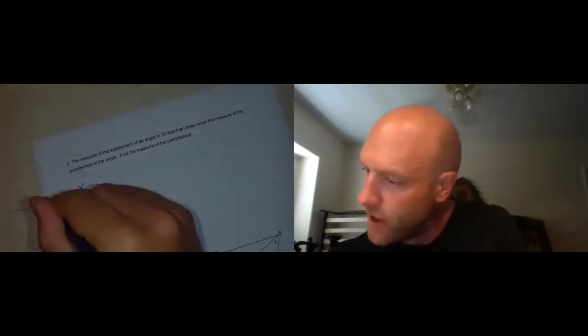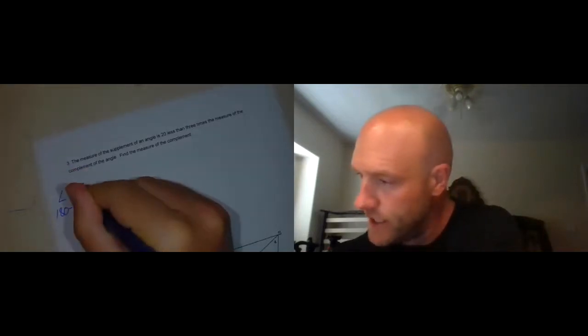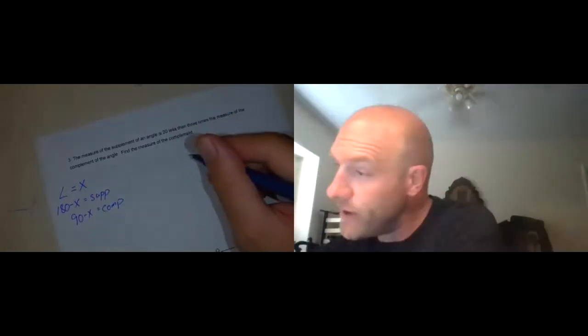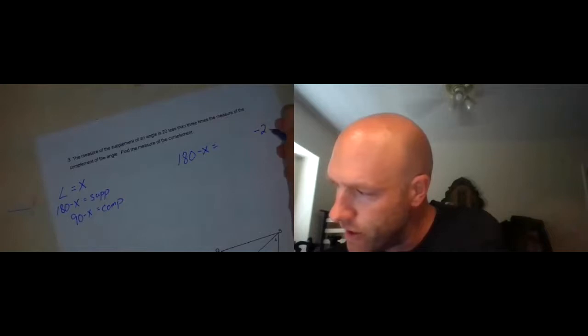Okay. Let's move on to a very algebraic one. Measure of the supplement of an angle is 20 less than blah, blah, blah. I'm going to say that my angle in question equals x, that 180 minus x is its supplement, and 90 minus x is the complement. It says the supplement of an angle is, so there's my 180 minus x equals 20 less than, that's where I usually put a minus 20 at the other side of something.